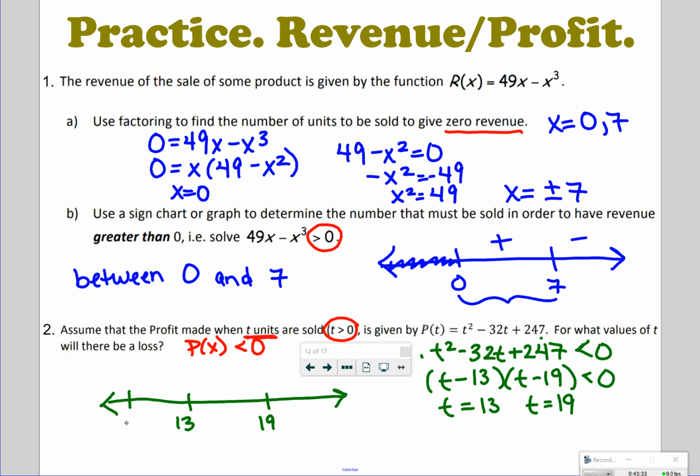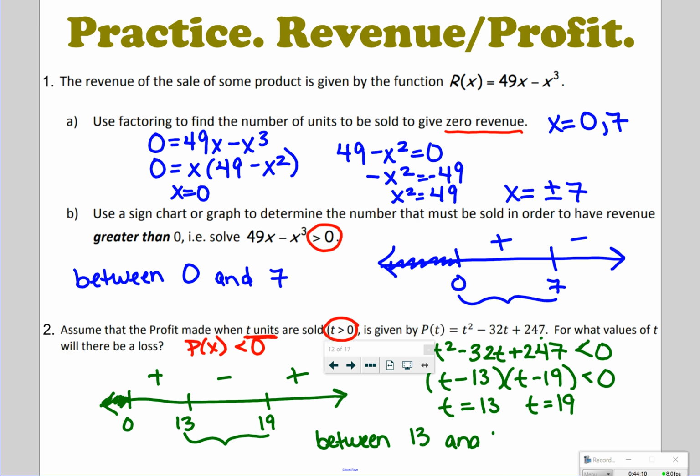And remember, we can't have anything less than 0 for units sold, so we're not concerned about that. Here, if you plugged in 1, you would end up with a positive number. If you plugged in something like 15 or 16, something between 13 and 19, you would end up with a negative number. And if you plugged in something larger than 19, like 20, you would end up with a positive number. So if we want a loss, values less than 0, anything between 13 and 19 would make that happen. And again, strictly between them, not equal to them, because if they sell exactly 13 units or exactly 19 units, that's when they would break even.